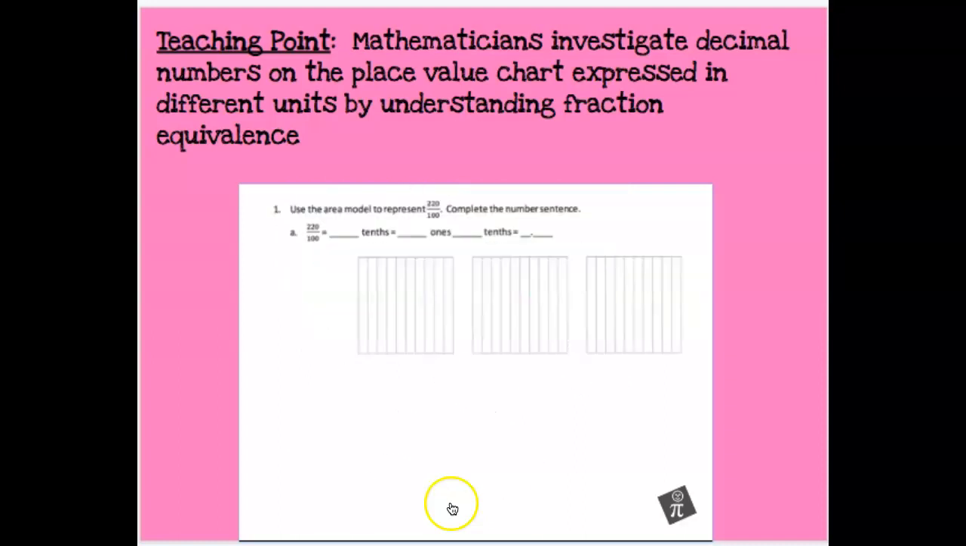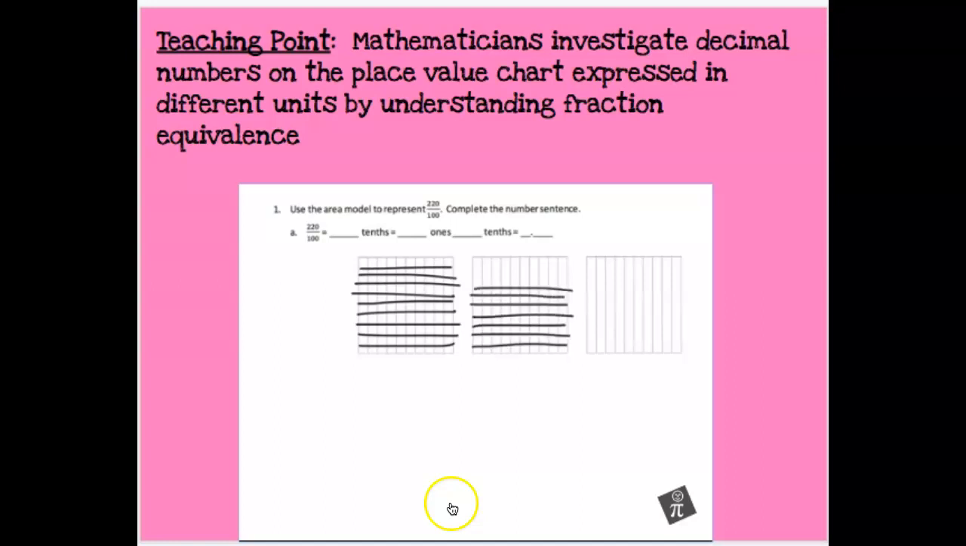So here, using the area model, we're going to represent 220 hundredths. So what does that mean? Well, that means we're going to cut each of these into hundredths. There's hundredths. And then I'm going to do this one into hundredths. So 1, 2, 3, 4, 5, 1, 2, 3, 4, 5. And then I'm going to also do this one as well. So cut it in half, and then cut each half into 5 pieces. That gives me 10 strips, so that now I have hundredths. So I have everything in hundredths.